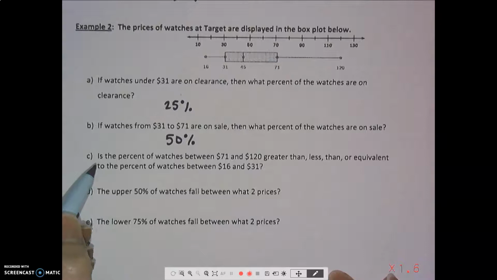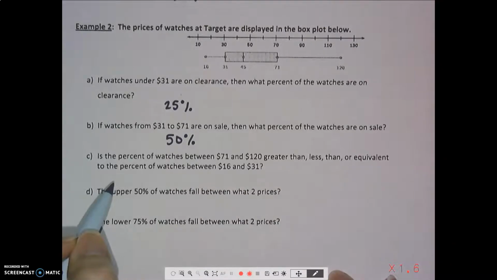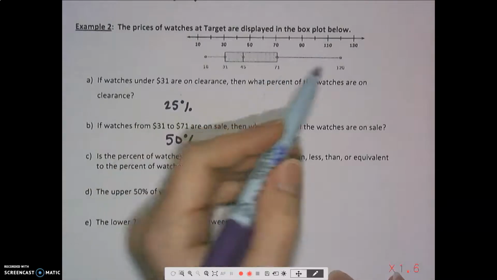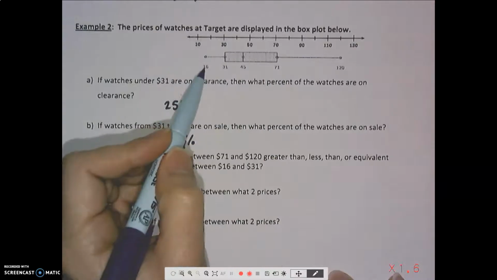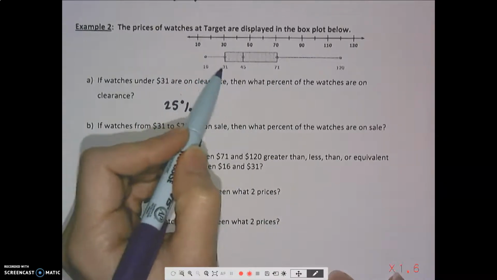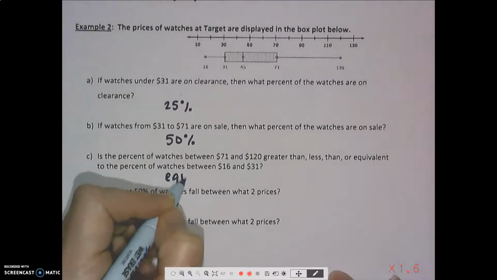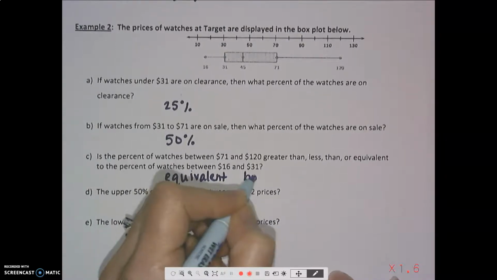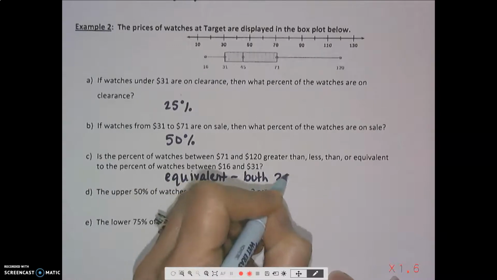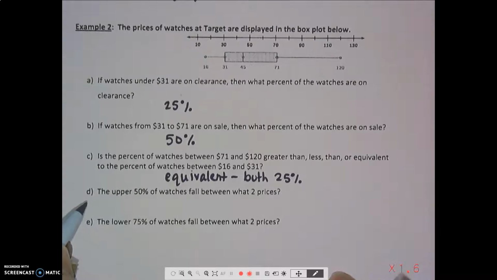Is the percent of watches between $71 and $120 greater than, less than, or equal to the percent of watches between $16 and $31? So from 71 to 120, that's one chunk, so that's 25%. And 16 to 31 is one chunk, so that's also 25%. So these two are equivalent. Okay, so they're both 25% of the data.